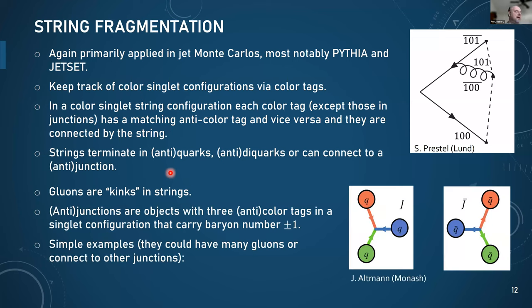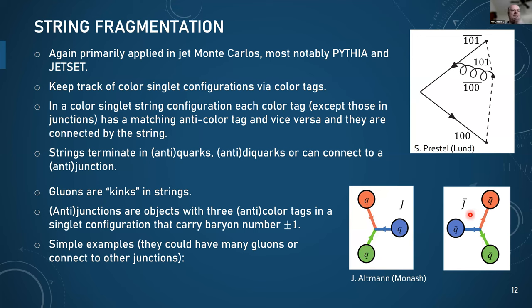So what are junctions? Junctions are objects that carry a baryon number or an anti-baryon number. Because a Q and a Q-bar string already looks pretty much like a meson, the question is how do you implement a baryon in terms of the color and this particular implementation with the color tags? So a baryon, like a proton with its two up quarks and a down quark, how does it fit into this picture? The picture is that they form this Mercedes star configuration: three strings coming together in what is aptly called a junction, or three anti-quarks forming an anti-junction.